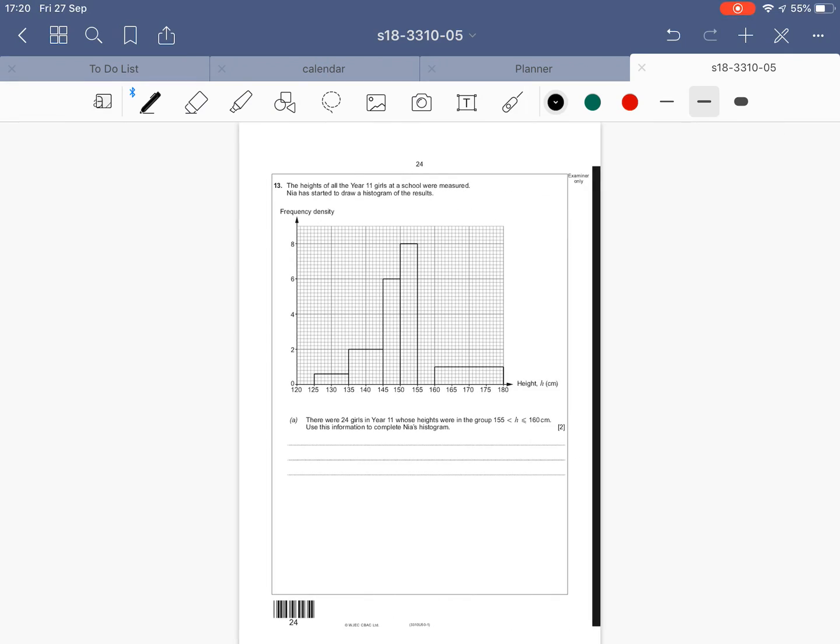The heights of the Year 11 girls at a school were measured. Nia has started to draw a histogram of the results. There were 24 girls in Year 11 whose heights were in the group 155 to 160. Use the information to complete her histogram.